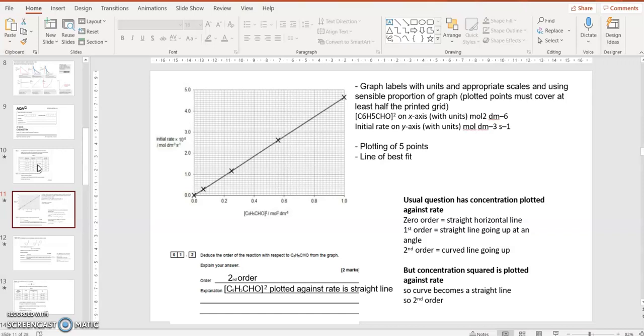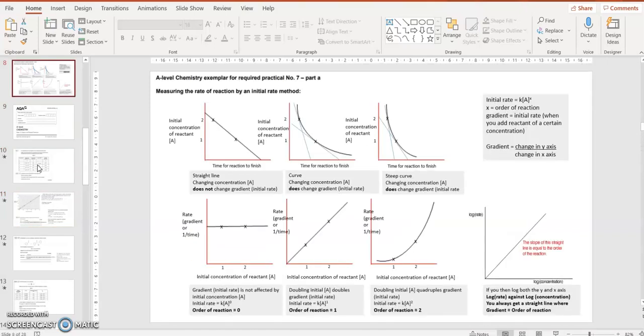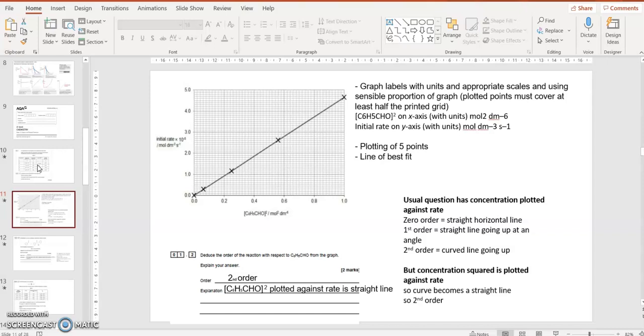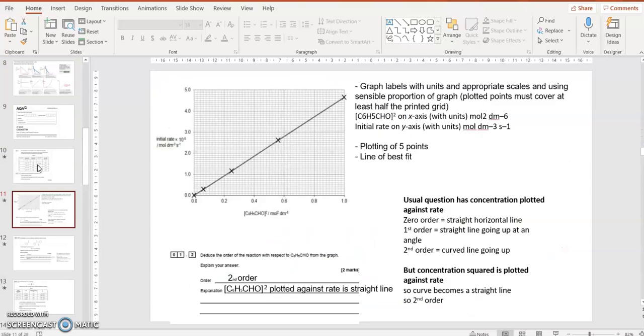If they ask you to do initial concentration squared, what that does is it flattens a curve, bottom right, and makes it into a straight line. So initial concentration on the bottom right, against rate up the side, gives a curve if the order of reaction is 2. But if they ask you to plot initial concentration of reactant squared, that mathematically turns a curve, bottom right, into a straight line. So it's order 2. Tricky question.